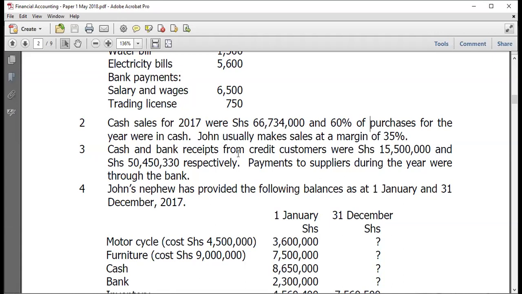Once we have done that, now there is something they are indicating right here. They are saying these are cash purchases, but there is also a statement right here. They are saying payments to suppliers. Payments to suppliers during the year were through bank. Now yours is to look through and see, do I have payments to suppliers?